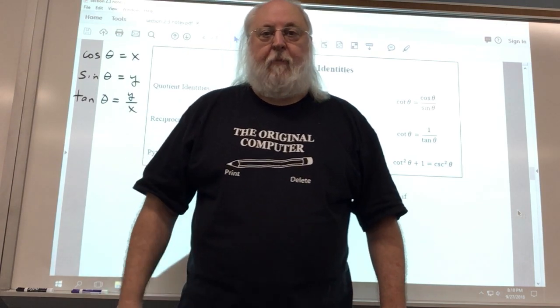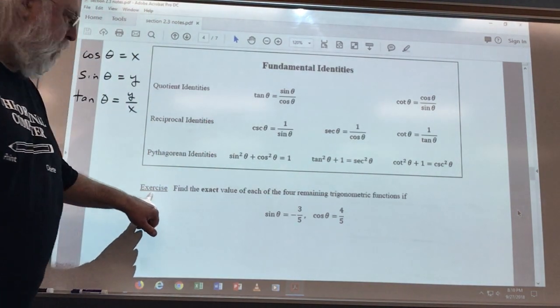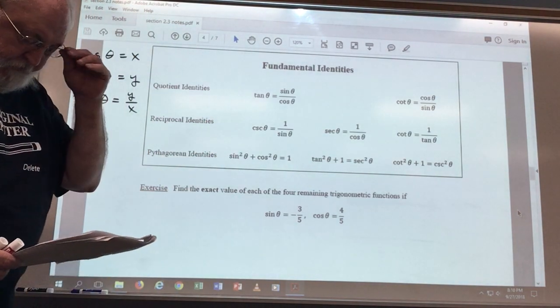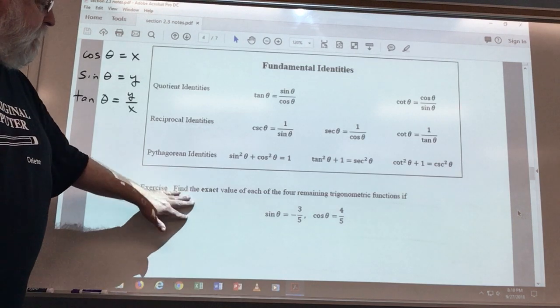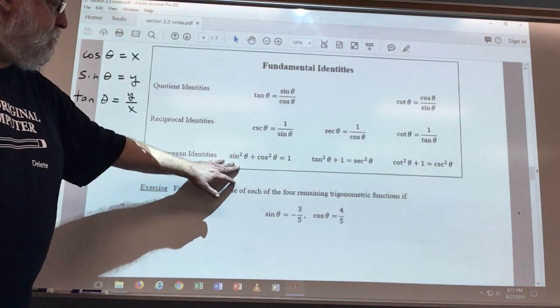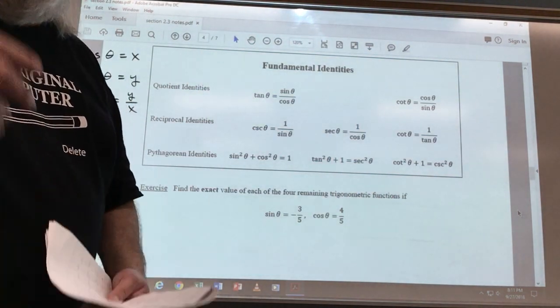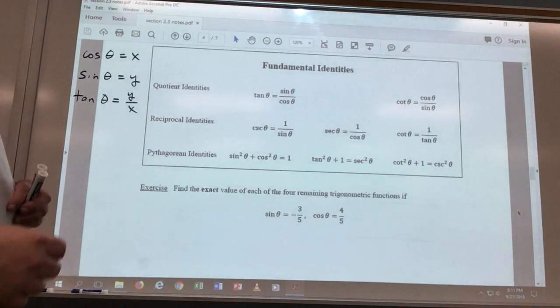In this section, we're going to pick up where we left off in the last video, where we're going to be working this exercise at the bottom of page 4. Before I do that, I want to make an additional comment about how to find these other two Pythagorean identities that we were talking about at the end of the previous video.